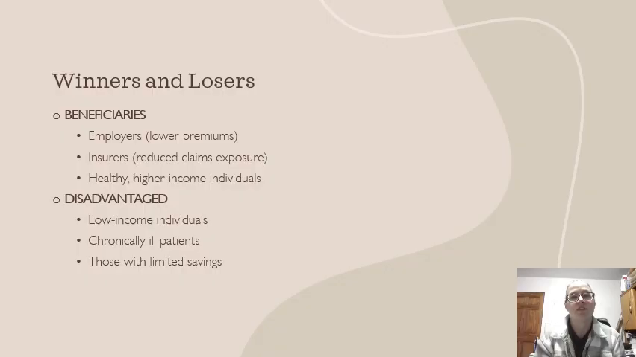The winners and the losers. Employers and insurers benefit from lower premiums and reduced claims exposure. Healthy, higher income individuals benefit from tax advantages. In contrast, low income individuals and those with chronic conditions bear greater financial risk and reduced access to care.